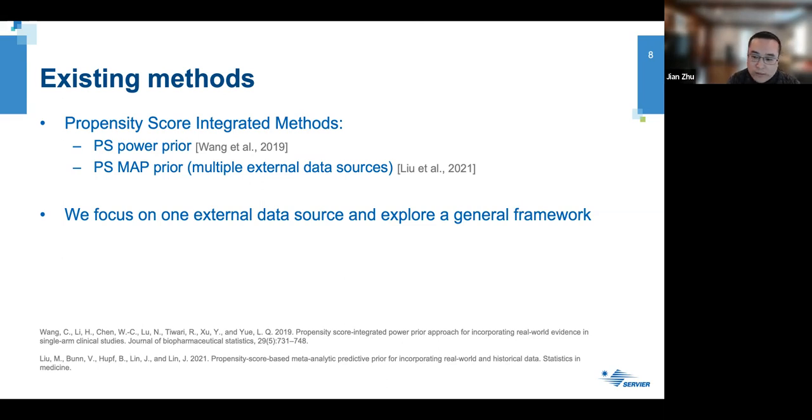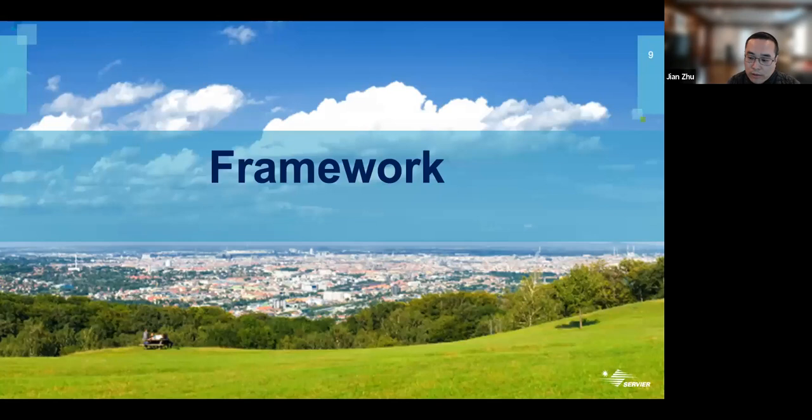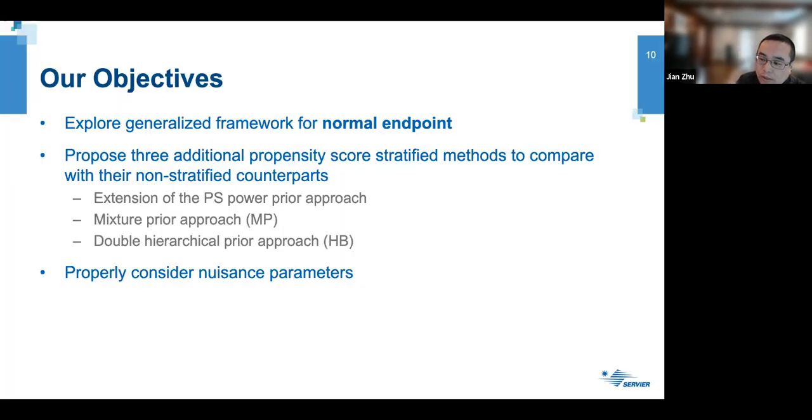That being said, next, Eric will give a high level description of the extended framework. The objective for us to explore the framework is listed here. First of all, for demonstration purposes, we only focus on the normal endpoint, but obviously this work can be extended to binary or even time to event endpoints. And we proposed various additional propensity score stratified model methods, and we compared them to their corresponding non-stratified counterparts.